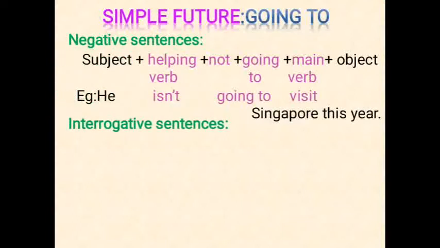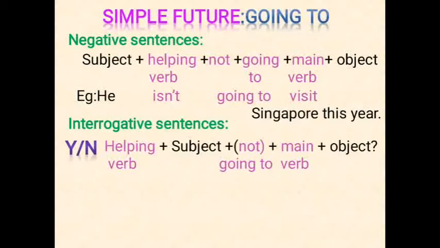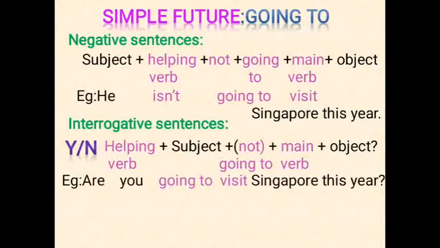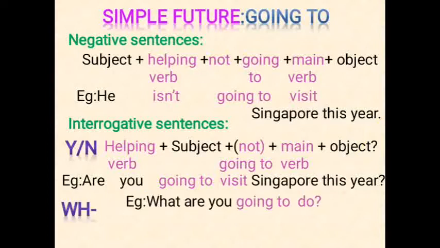Now the interrogative sentences. There are two types of interrogative sentences, yes or no and the WH sentences. Here for yes or no, the structure is helping verb plus subject plus going to. If it is a negative, then not going to, plus main verb plus object. An example: are you going to visit Singapore this year? Now the WH sentence. What are you going to do?